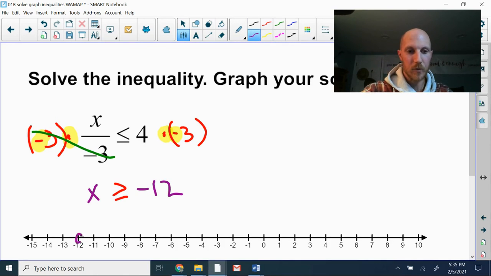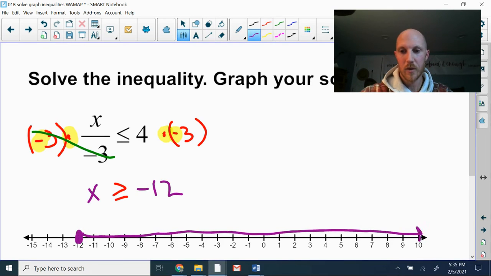And so now when I graph this, I'll put my closed dot at the negative 12, and I'm going to shade to the right for greater than.